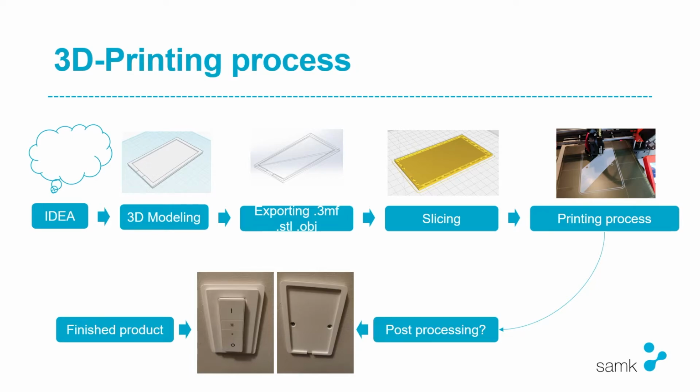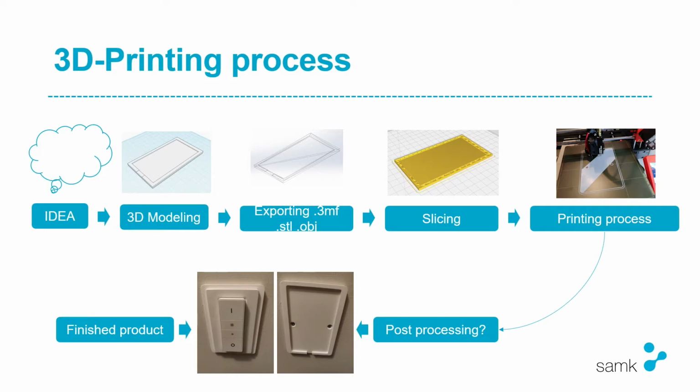So what's the 3D printing process like? Well, it starts from an idea. You have an idea that you need something. For example, in this case, there was an idea that a Philips Hue remote was needed. It could be attached to the wall properly, replacing the light switches. So you could attach the Philips Hue remote to that.